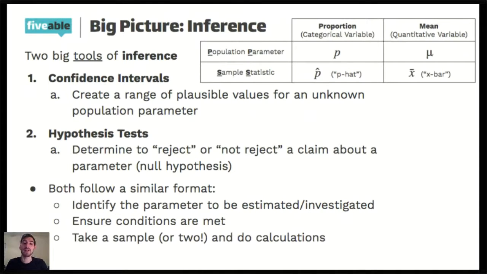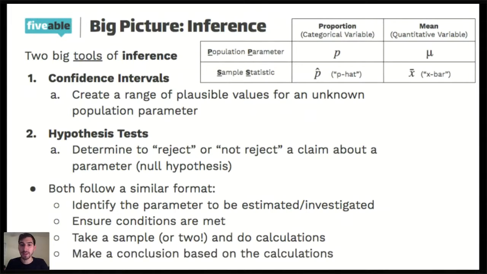Then based on the calculations that we do, we'll make a conclusion, whether that is saying we believe that the actual proportion is between here and here, or I have enough evidence to reject this hypothesis and go with this alternative instead. And again, tonight we're going to specifically jump into confidence intervals. But if your teacher talks about inference, they're probably referencing one of these two things: building a confidence interval or running a hypothesis test. And so let's dive in.